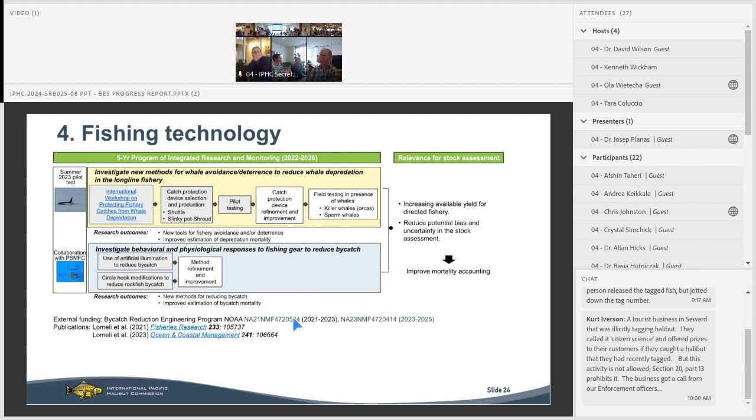So then just a quick update on fishing technology. We don't have a lot to report here. I'll report on the catch protection work. And we've also been participating in some work being done by the Pacific States Marine Fisheries Commission that have been looking at artificial light to reduce bycatch and circle hook modifications. I won't be reporting on that, although that work has been continuing. And if there are questions on what we're doing with that, I can speak to it.